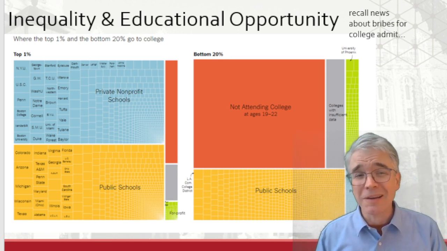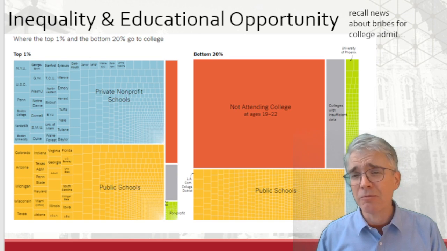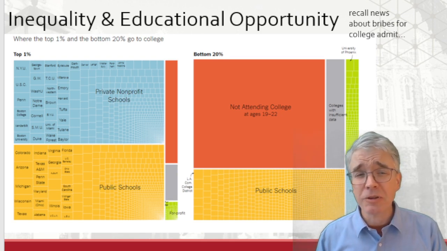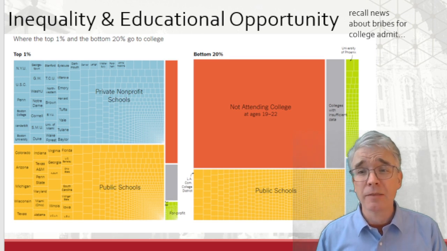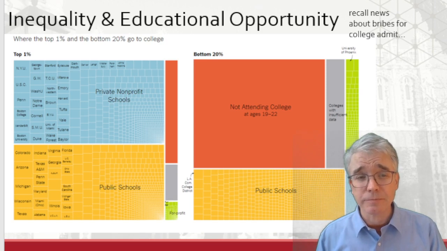The red are not attending college at all. There's a difference. The gray are attending colleges that don't provide much data. They're very small. The orange are public schools. But if you can see the names, you can see there's a difference in which ones. Rich folks, Colorado, Arizona, Michigan. Poor folks, LA Community College is the largest. Then the green are the for-profit schools like University of Phoenix. Those schools, which cost a lot and don't deliver much, are more likely to be chosen by poor folk.